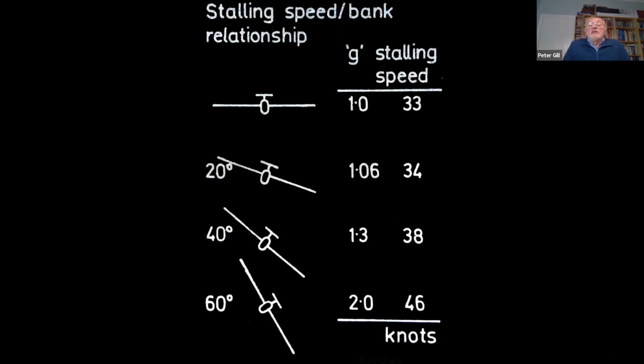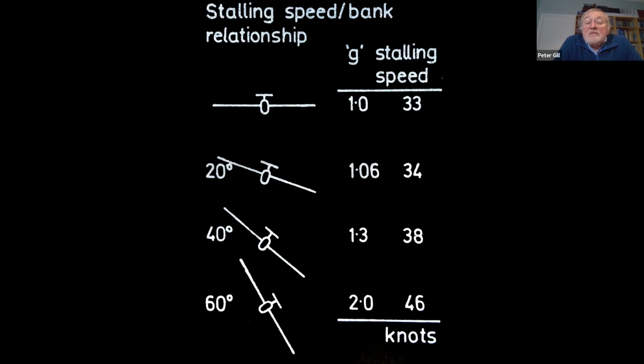So we've got here gliders flying level. The G rating is 1 because it's just level, the mass of the glider is more or less the same as the weight. Stalling speed of this glider is 33. At 20-degree bank, the G loading is 1.06, and the stall speed has only increased by 1 knot, barely noticeable. At 40 degrees, now the G loading is 1.3, you're beginning to feel it, and the stall speed goes to 38.